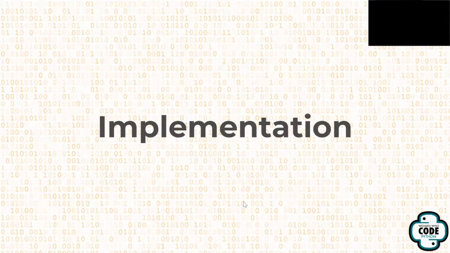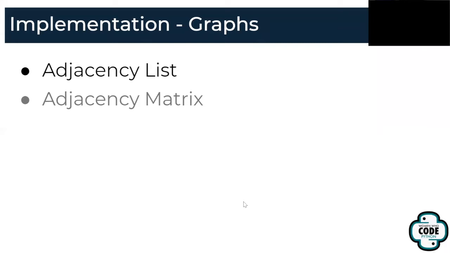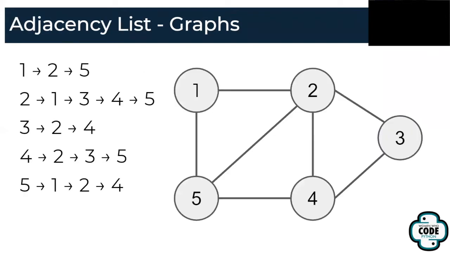Now, an implementation of a graph. We have two ways, of which the first is to use an adjacency list. In this implementation, we first write every node in the first column. So we have 1, 2, 3, 4, and 5. And then in each row, we write out what neighbors each node has. So 1 has neighbors 2 and 5, so we write 2, 5. And then 2 has neighbors that are 1, 5, 4, and 3.